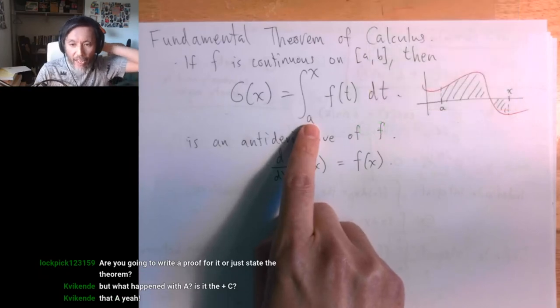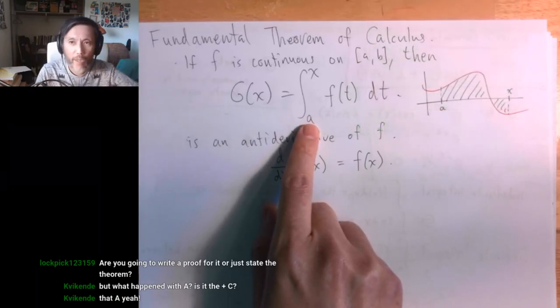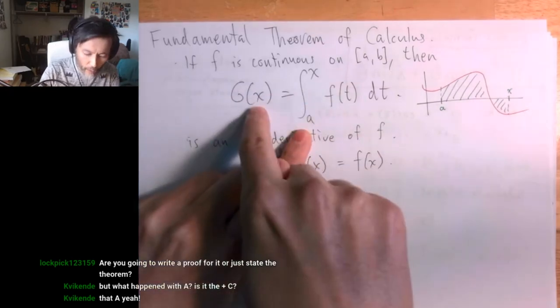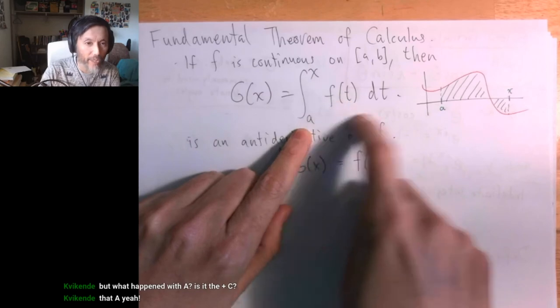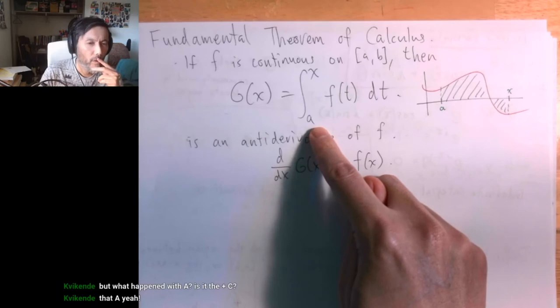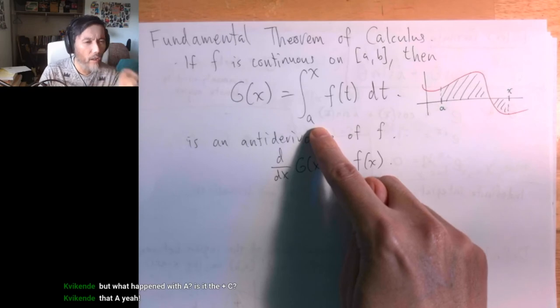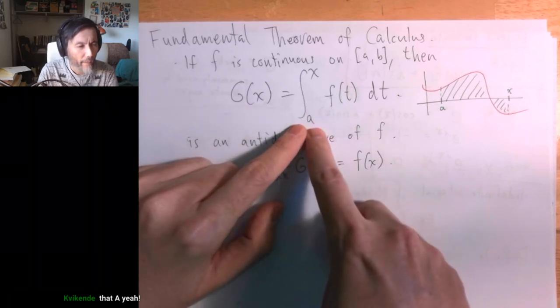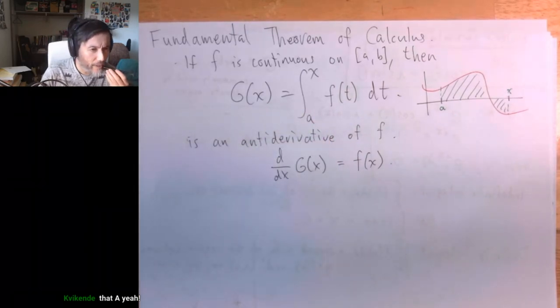So you can think of this a here as being representative. How can I say it? Yeah, definitely having something to do with the plus C. Notice that if we plug a into this function, we get zero, right? We could also define this g. How should I say this?